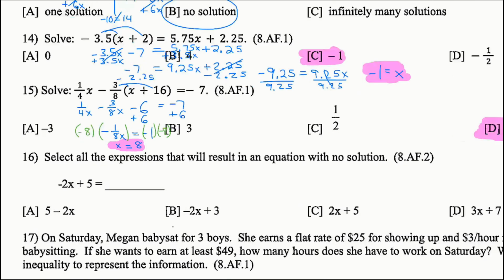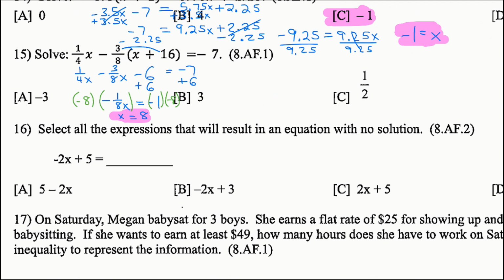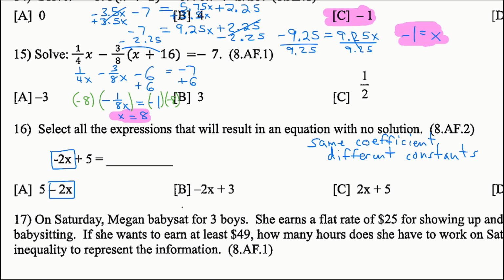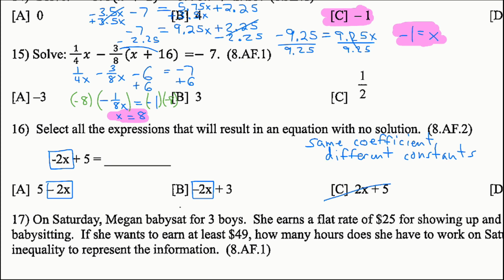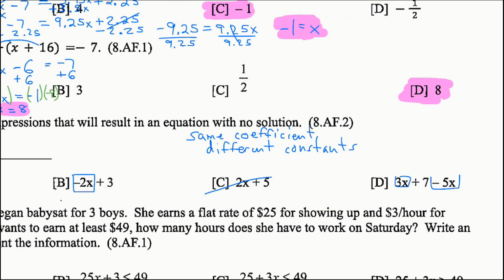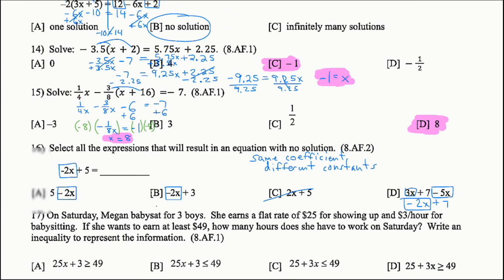So we want the expressions that will result in no solution. No solution here means we're going to have the same coefficient but different constants. So the coefficient that we're going to need is a -2. I see a -2 here. I see a -2 here. That's a +2, so that one's out. And then 3x minus 5x gets you -2x plus 7. So that coefficient's still good. Then we need to have different constants. This is a +5. So this one's good, which means A is in. You know what? I like using a color here. A is going to be good.